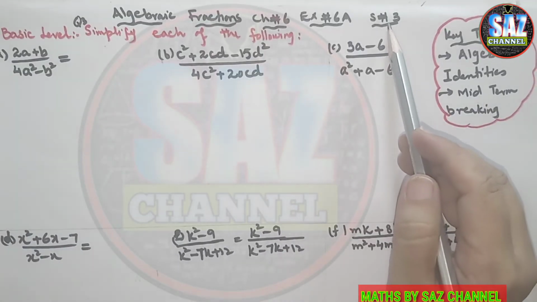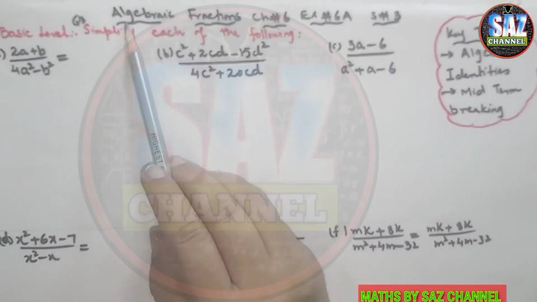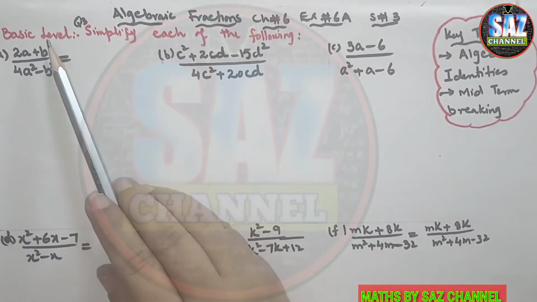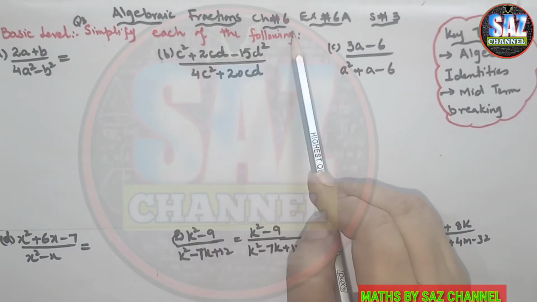This is my third lesson of D2 chapter number 6, exercise 6A, that is about algebraic fractions. In this lesson I will solve basic level question number 3 that says simplify each of the following fractions.